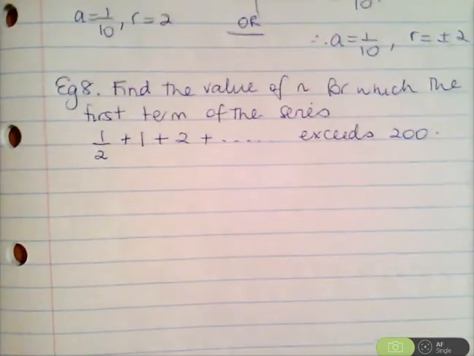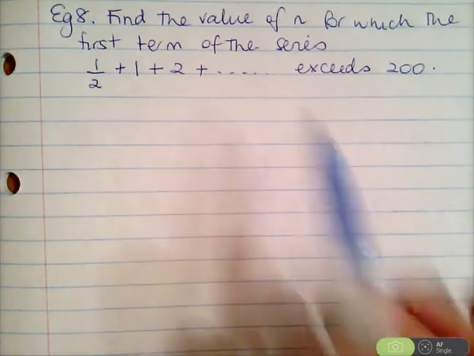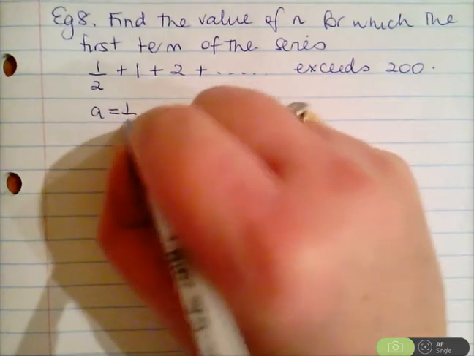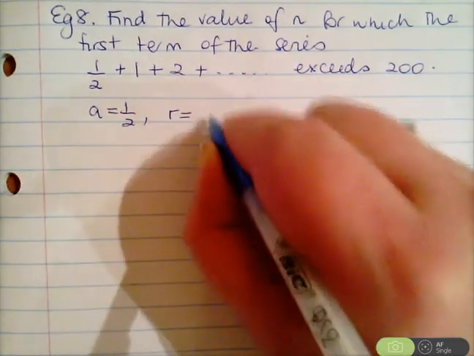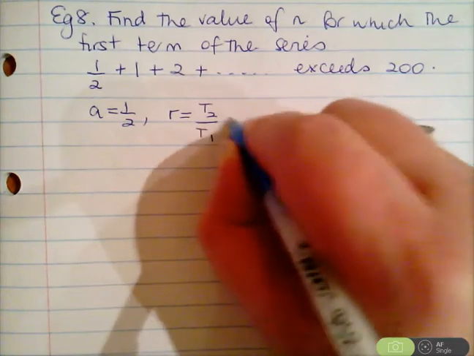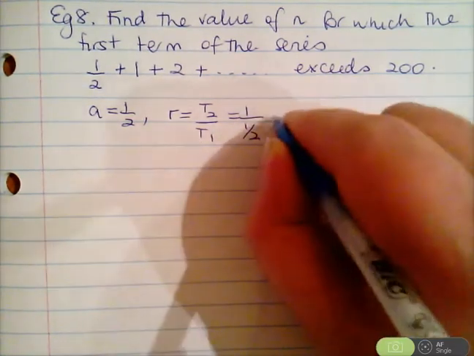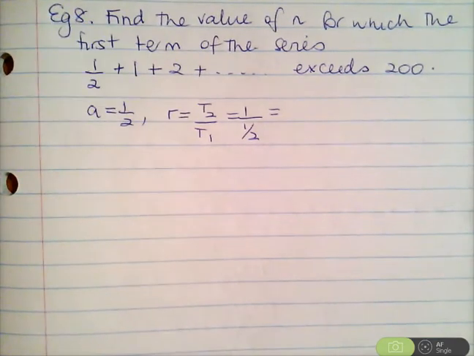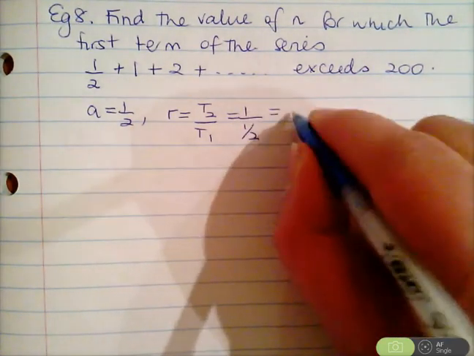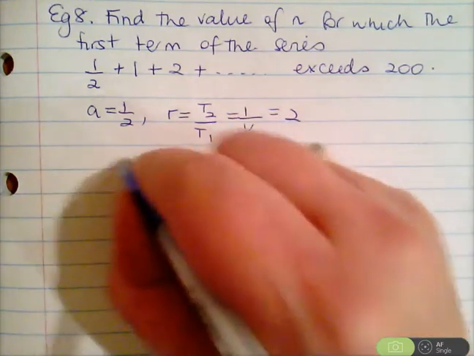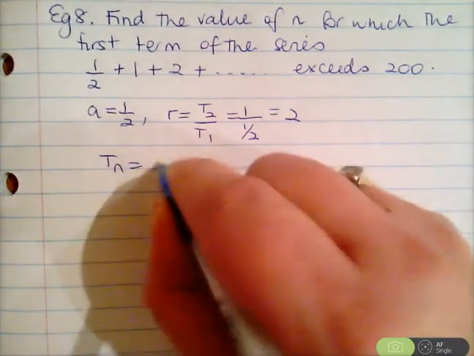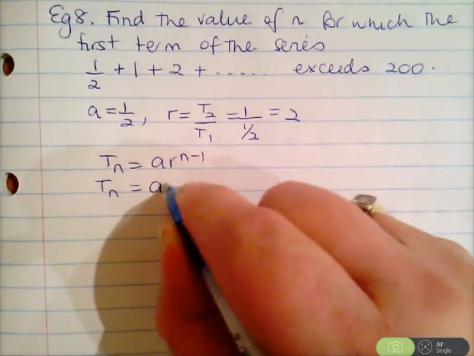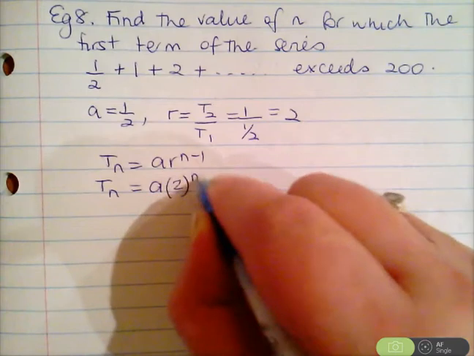And last example, find the value of n for which the first term of this series exceeds 200. Here we can see that a is a half, and r, the common ratio, is t2 divided by t1, which is 1 divided by a half. Or I could have done t3 divided by t2, which clearly shows us that it is 2. So the nth term of my series is ar to the n minus 1, which is a times 2 to the power of n minus 1.